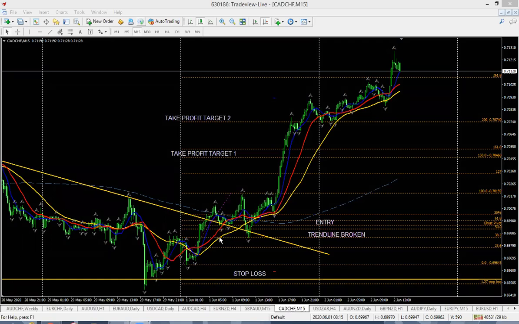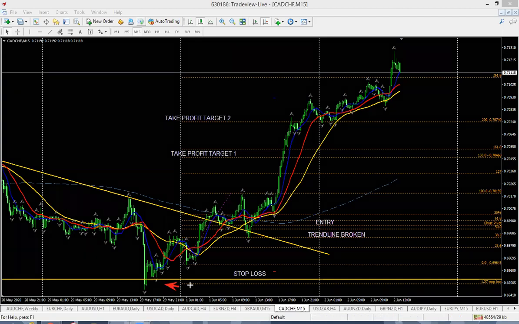I said in the room the other day, if you learn one thing from different educators, apply it to your strategy and see how it fits in. As I've done here, it dipped into the order block and came out of the order block. It dipped in here, came out here, right? Here's my strategy, the trend line break. It broke the trend line. Here's my entry, take profit 1, take profit 2, stop loss down here. That's my strategy. That's something I completely understand.